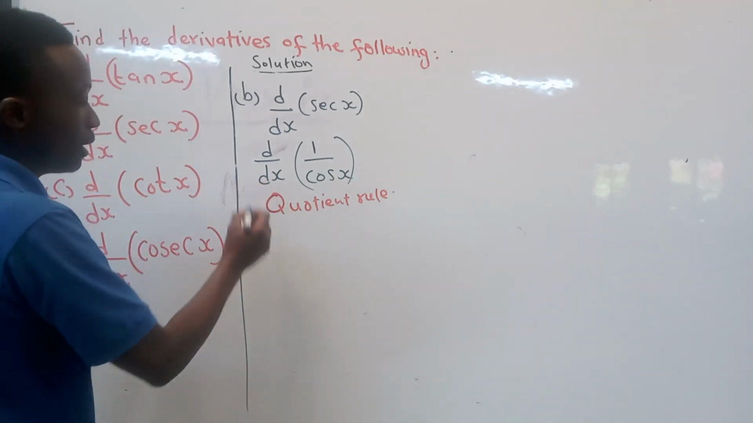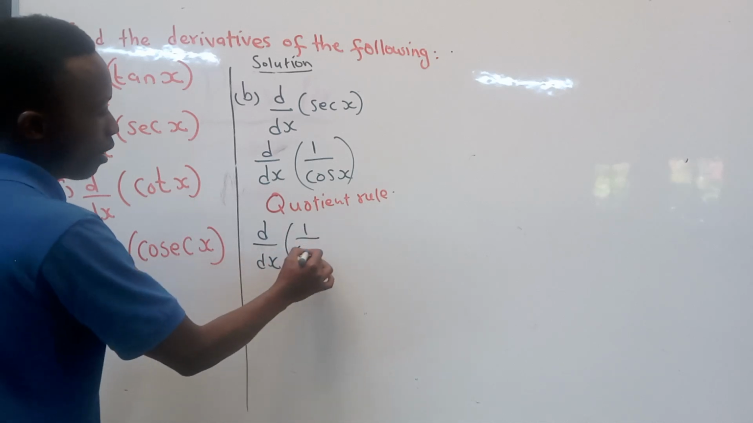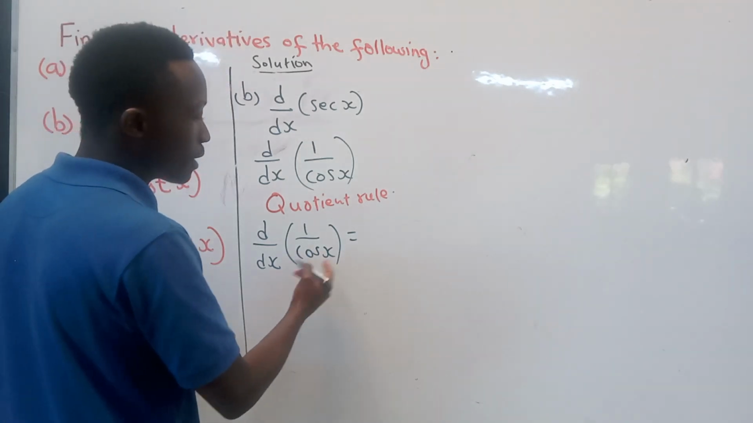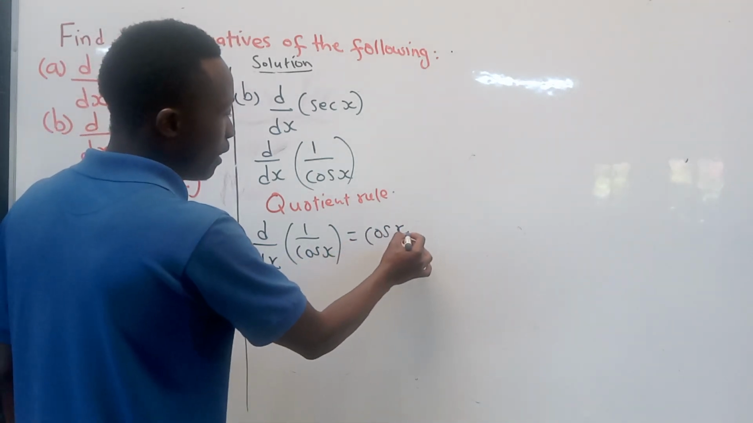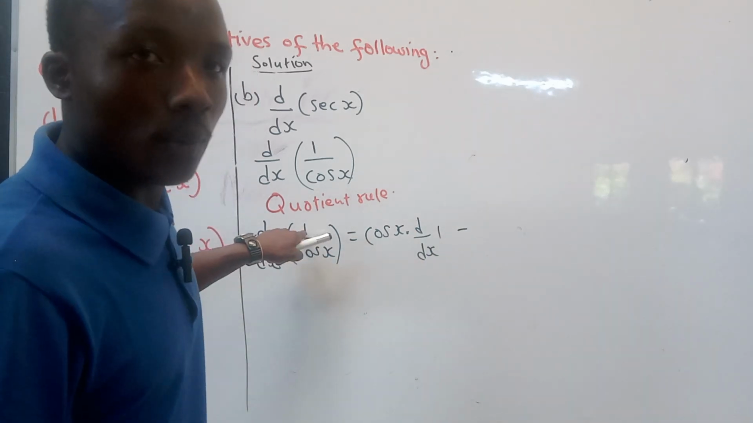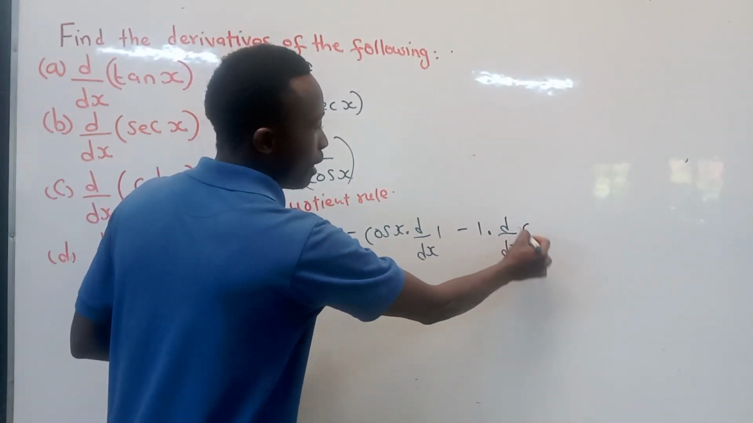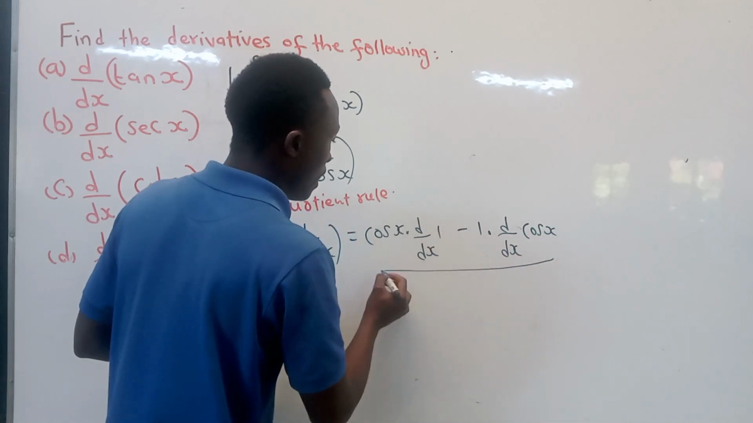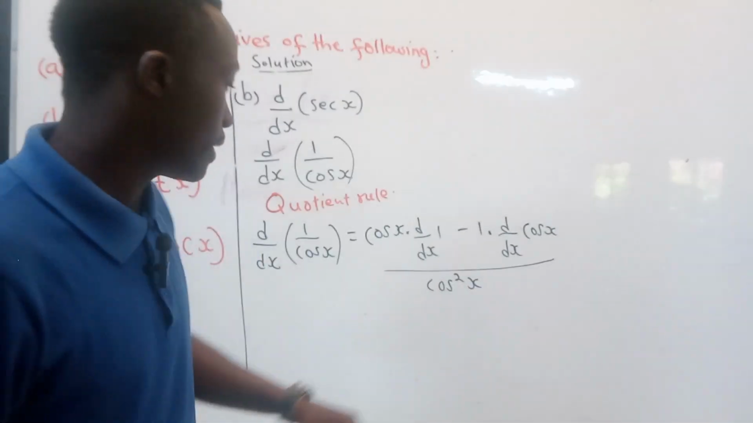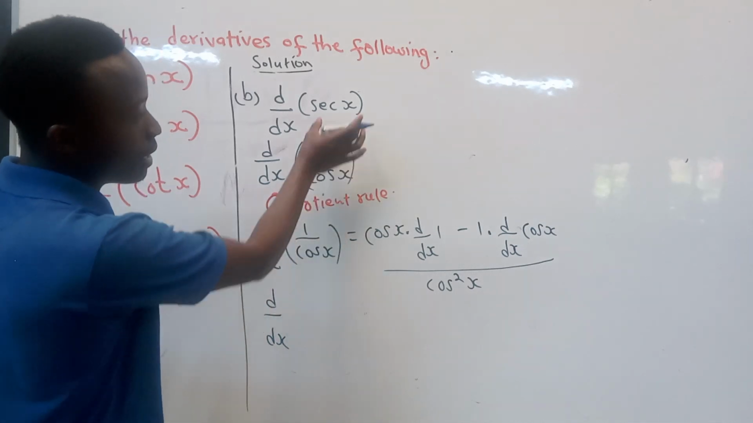And you are going to see that derivative or d over dx of 1 over cos x is equivalent to, we hold this one as constant, cos x, then we find the derivative of 1, then we subtract, we hold 1 constant, then we find the derivative of the denominator, that is cos x over cos squared x. So that implies that d over dx, we all know that this is the same as sec x.